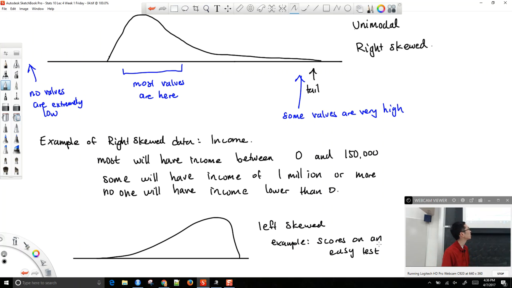Question? If the peak were 0, let's say it's not income, would that still be right skewed? Yeah. Right skewed just refers to the shape that you have some values that are extremely high and no values that are extremely low. And left skewed is just the opposite. The bulk is right here. You have some values that are extremely low, but no values that are extremely high. And so that would be left skewed.